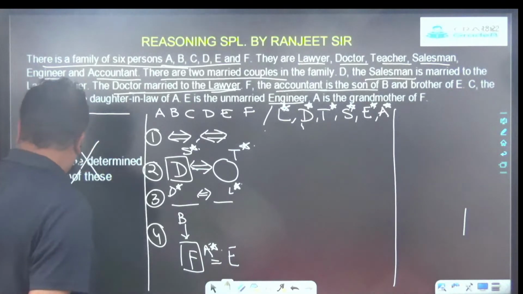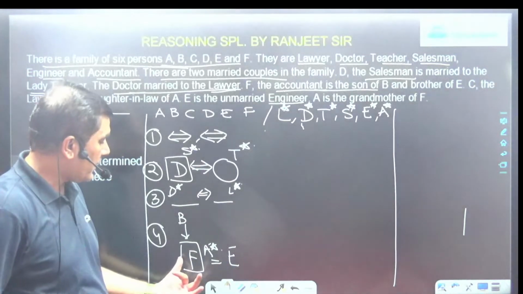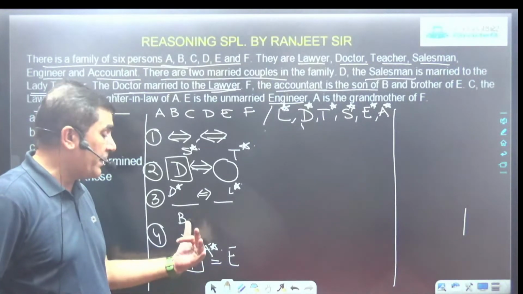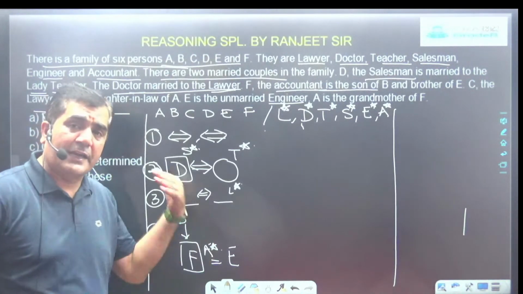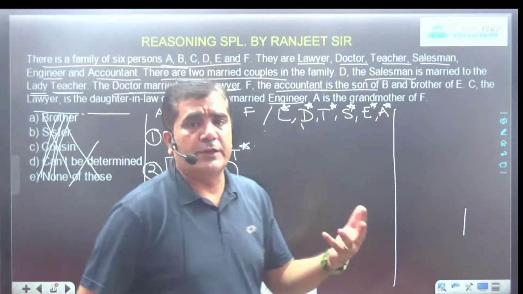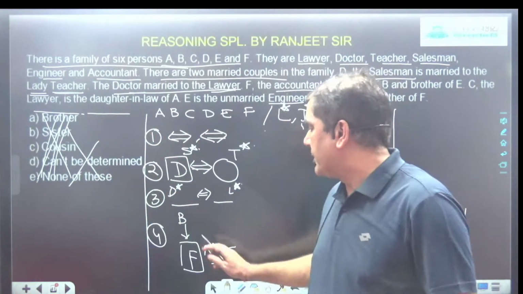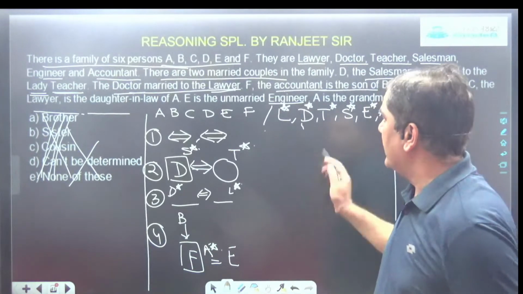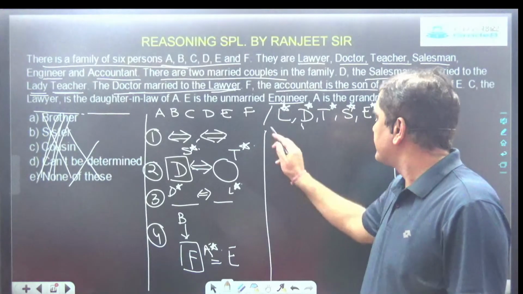So from here what I can conclude is, since B has got one son, B must be married. This is what I can conclude, that B must be married. But for now, just leave it as it is. Okay, let's go with statement number 5.